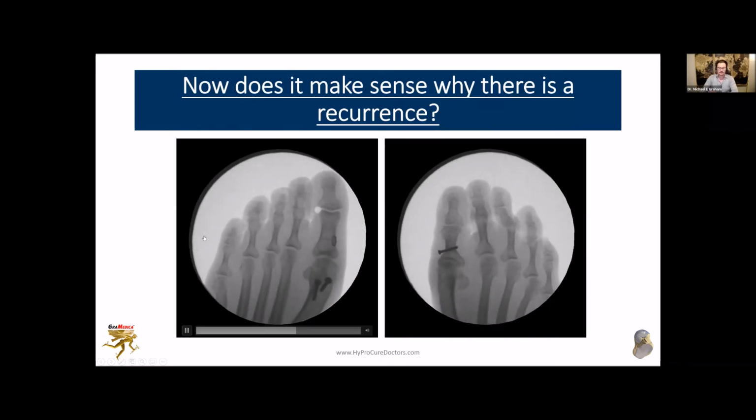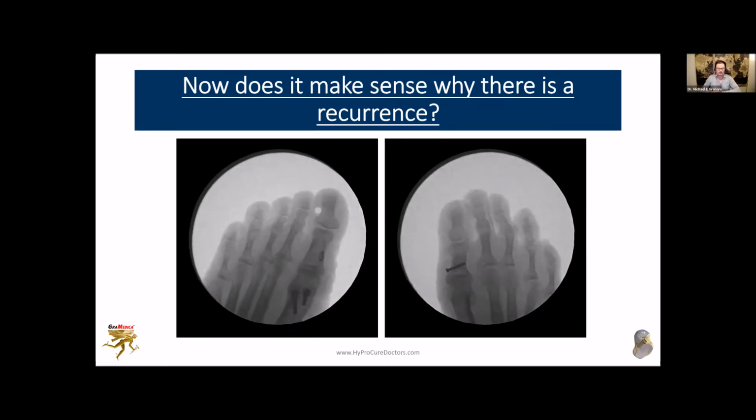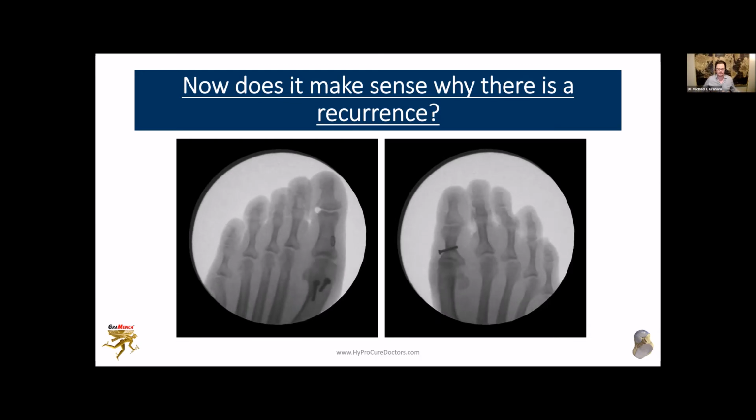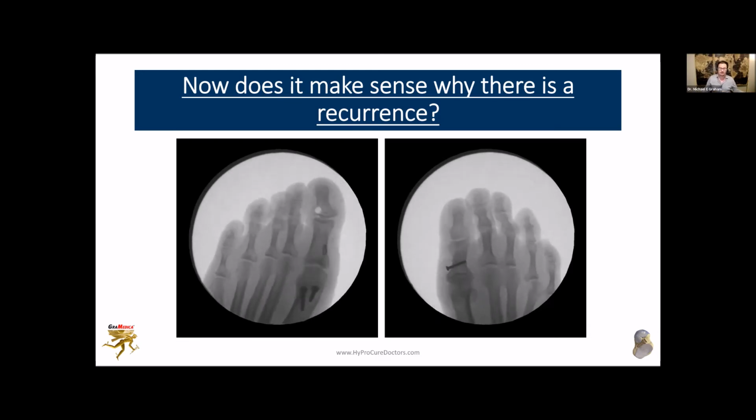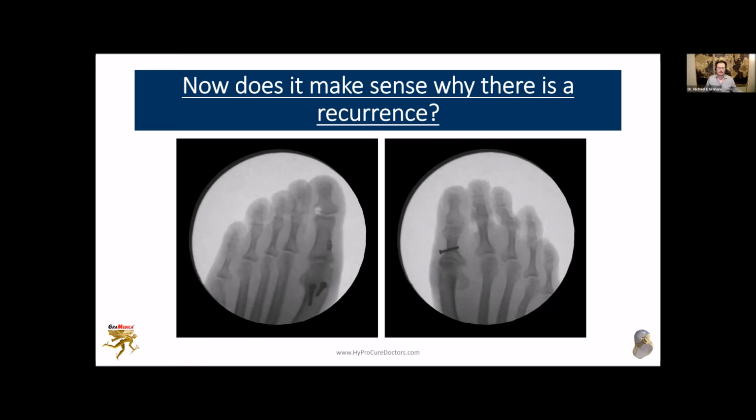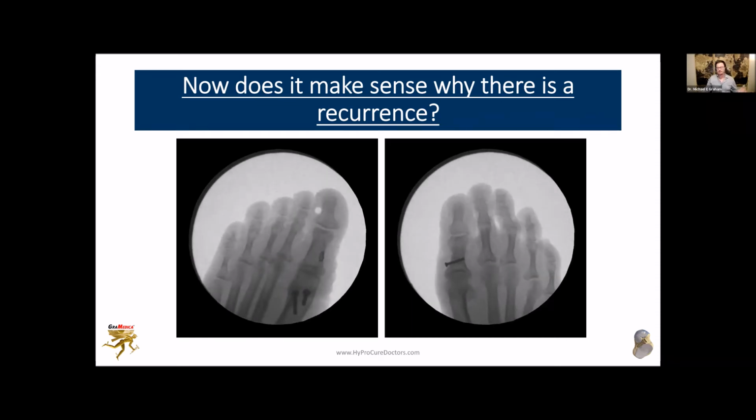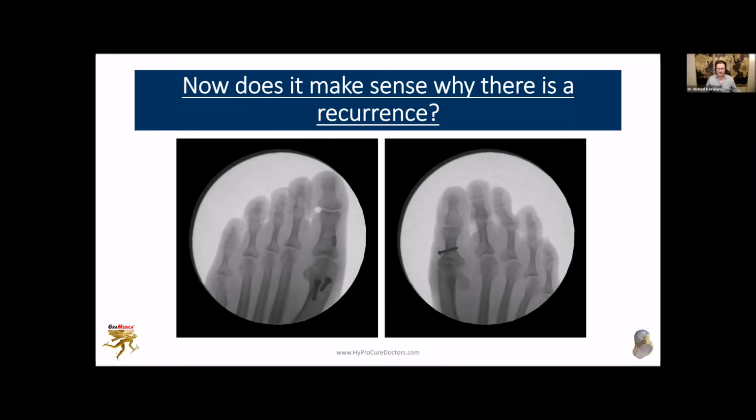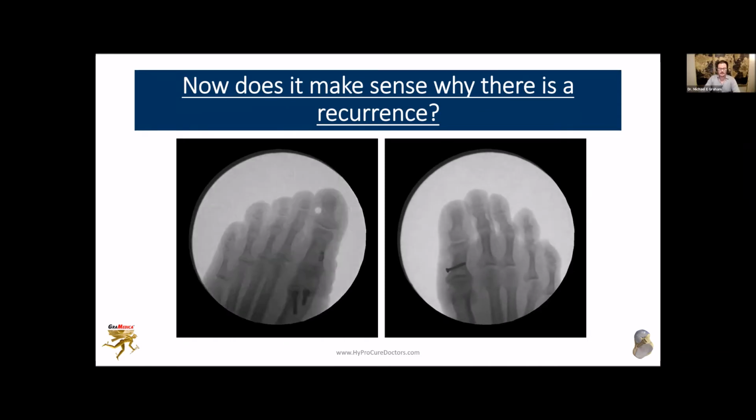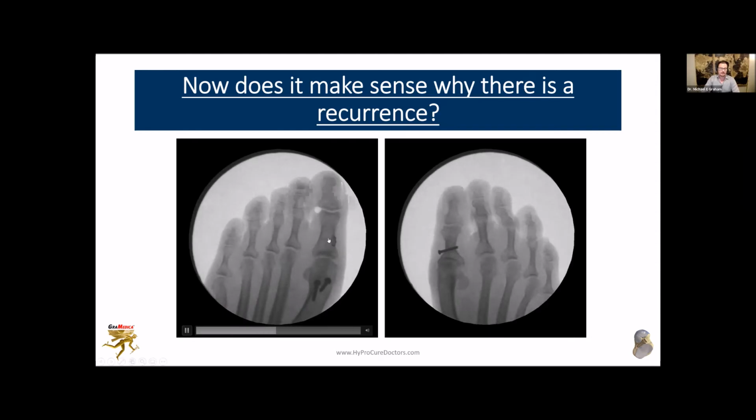Here's other patients, and this is something that surgeons tell me all the time. They're like, I've never had a patient come back to me with a recurrence. Well, that's because they went to somebody else. And how do you know that? Well, you've probably had patients that came to you that had a bunion surgery from somebody else, or the patients just completely give up. But if you just looked at this under an x-ray, you'd be pretty happy.